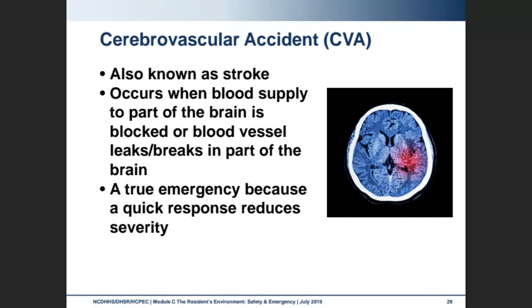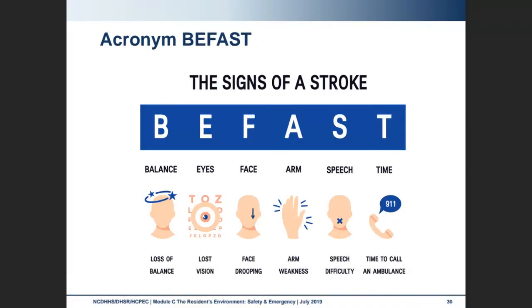This is a true emergency because a quick response is going to reduce the severity of the incident, and it makes it more likely that we're going to have a recovery from this. An important acronym to remember when we're talking about CVAs or strokes is BFAST, okay? So this can be used to remember the sudden signs that a stroke is occurring.